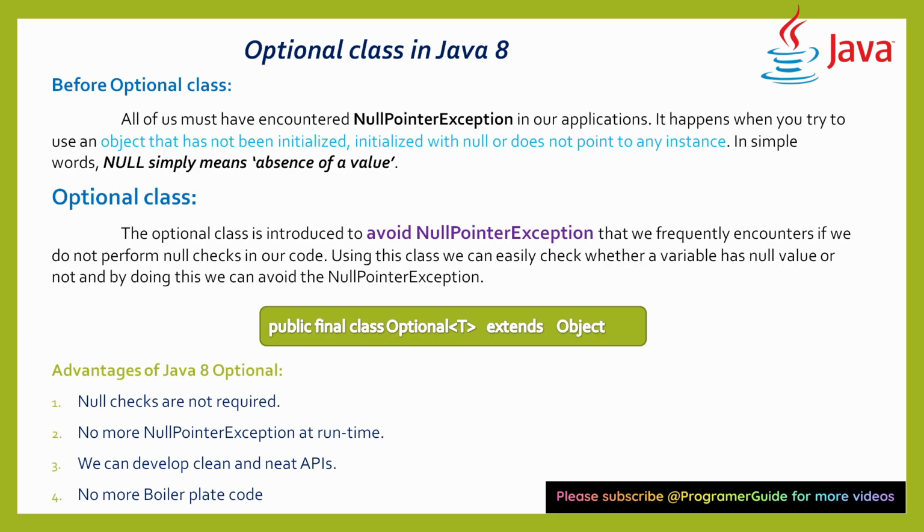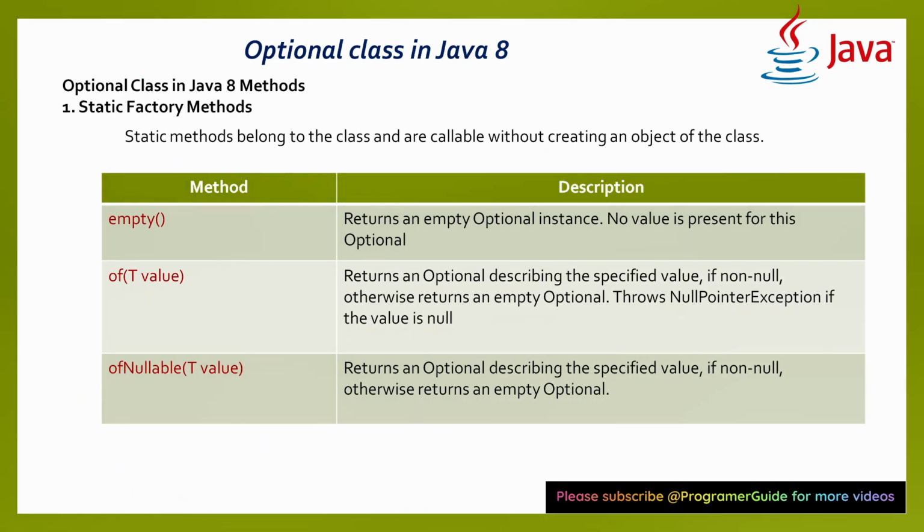We can develop clean and neat APIs, with no more boilerplate code. That means we no longer need to write repeated and duplicate code. For example, if you want to guard against a NullPointerException, you need to check multiple conditions. That kind of boilerplate code you don't have to write. In the Optional class there are three static methods. Static methods belong to the class and can be called without creating an object.